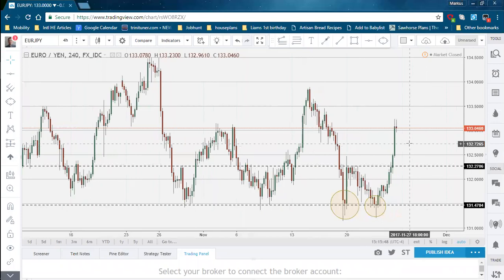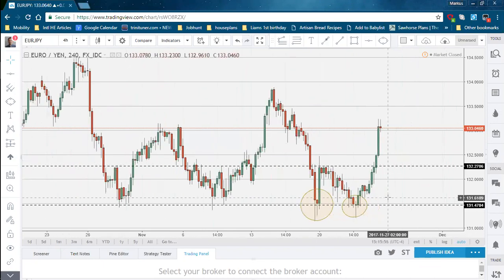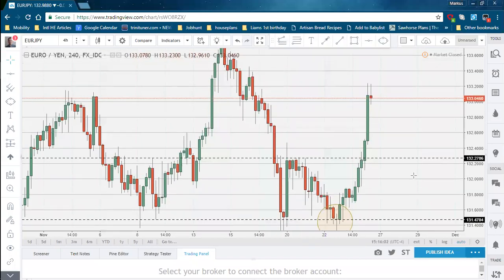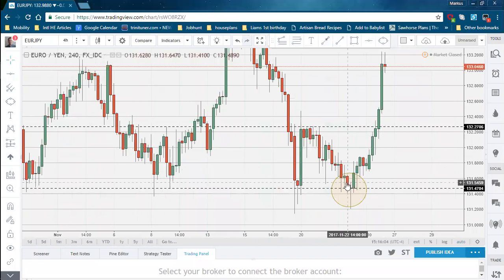I personally prefer placing buy stops or sell stops. Let's say we're looking at our pattern here. The pattern completed within a 12-hour period. Remember, this is a 4-hour chart, so each candle represents 4 hours. After 12 hours, this is finished.